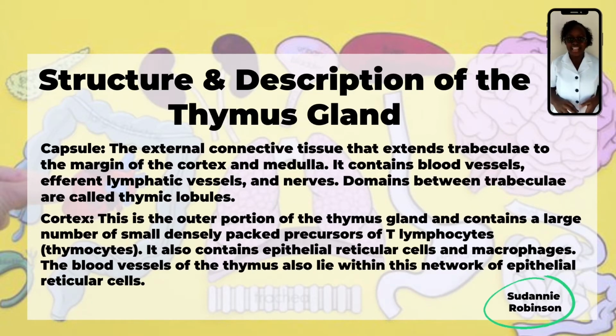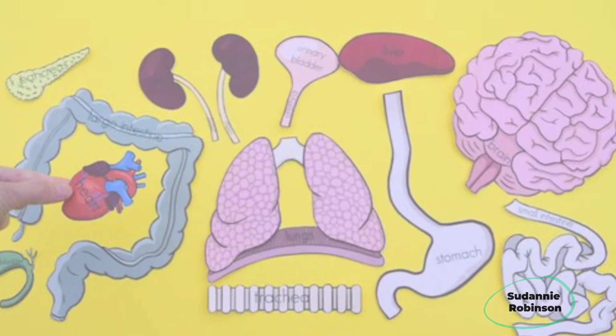The cortex. This is the outer portion of the thymus gland and contains a large number of small, densely packed precursors of T lymphocytes. It also contains epithelial reticular cells and macrophages. Blood vessels of the thymus also lie within this network of epithelial reticular cells.